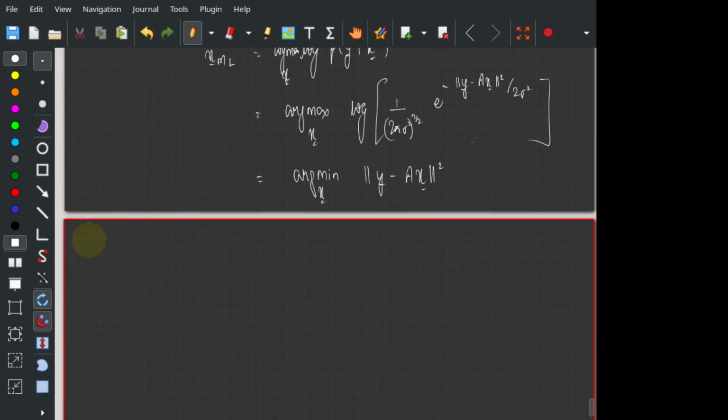Okay, so now instead, if I assume that Z has a Laplace distribution, so it is 1 by 2 alpha e raised to minus mod x by alpha, so each Zi has this distribution, what does the ML estimator reduce to?